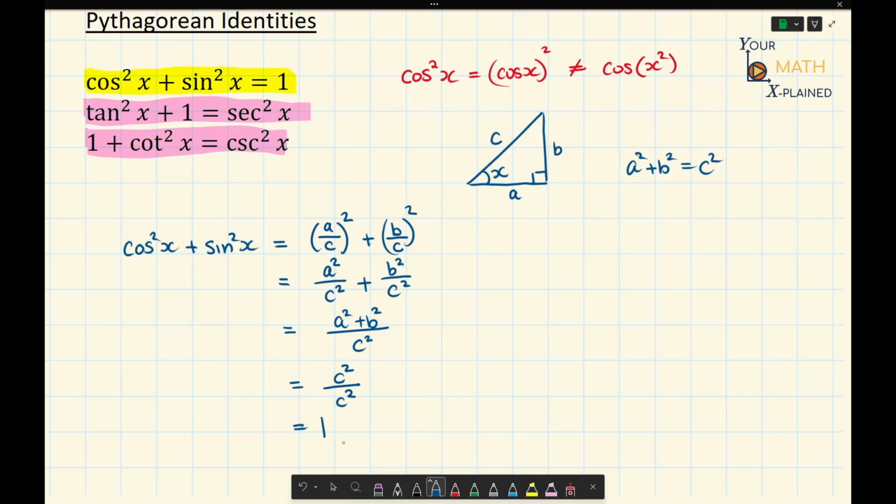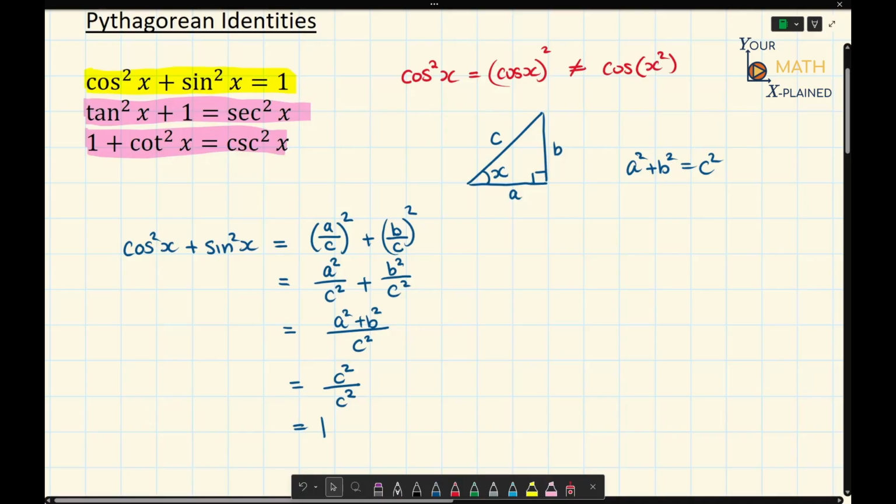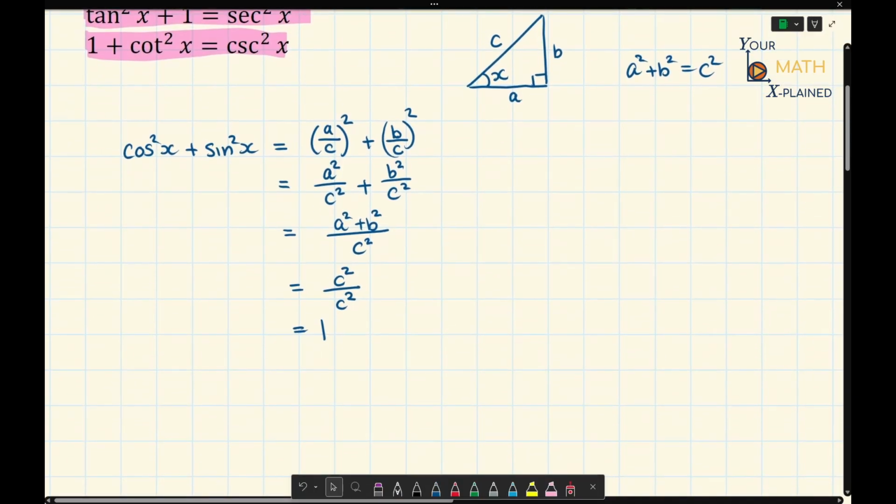This is a particularly cool result because it's telling us that it doesn't matter what angle we choose to use. When we substitute the angle into x, it always works out to be equal to 1. Next, we're going to take a look at proving the other two identities.